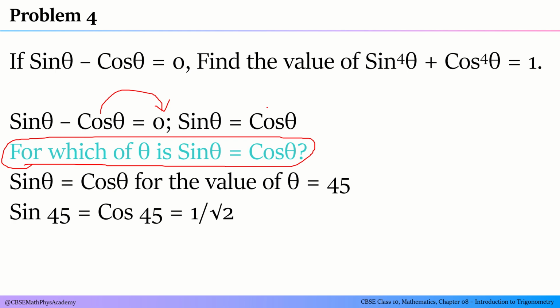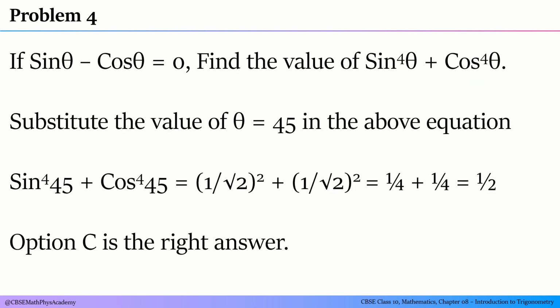So sine and cos is both same when the value of theta is 45 degrees. Sine 45 degree is 1 by root 2 and same way cos 45 also is equal to 1 by root 2. So you have now the value of theta is equal to 45 degrees. All you need to do is substitute this 45 degrees in these two places and solve it. Substituting the value of theta in the above equation, you get sine power 4 45 plus cos power 4 45 is equal to 1 by root 2. This should have been power 4. I'm really sorry. This should have been power 4.